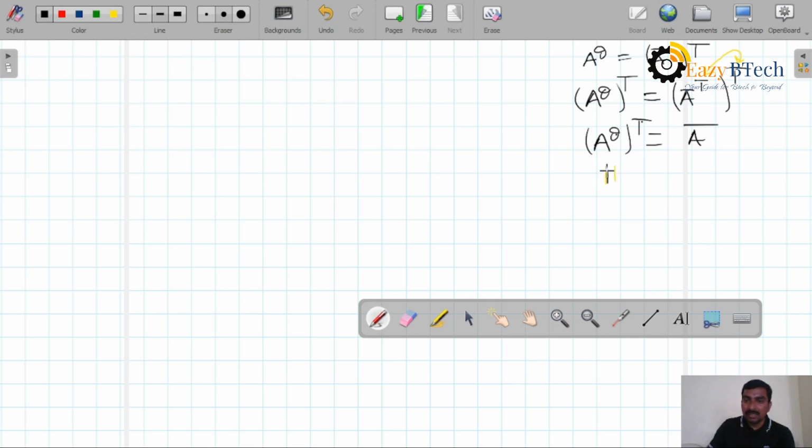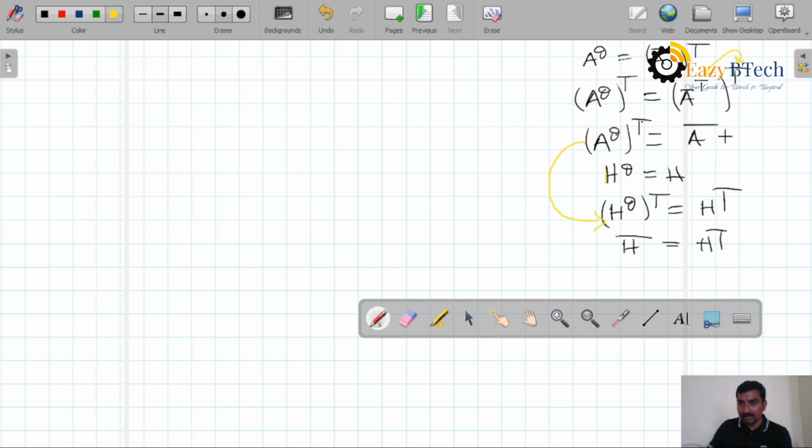H is Hermitian means H power theta equals H. At the place of H I will write H. Or we can apply transpose on both sides. So here, H power theta whole transpose can be written as H bar. H bar equals H transpose. Don't get confused about this one. According to this one, we can write like this.